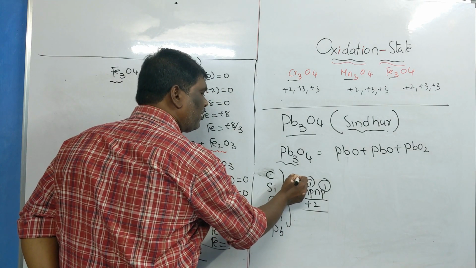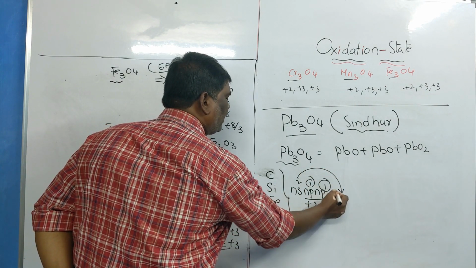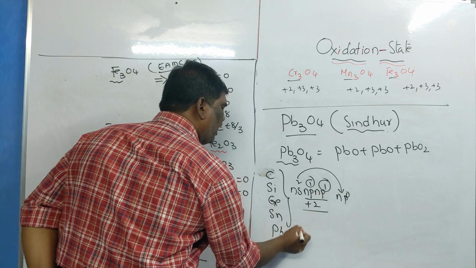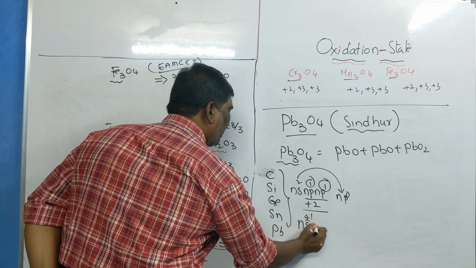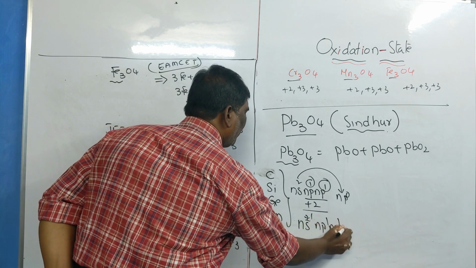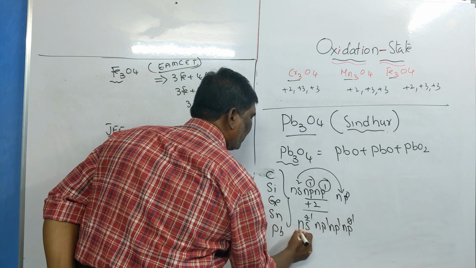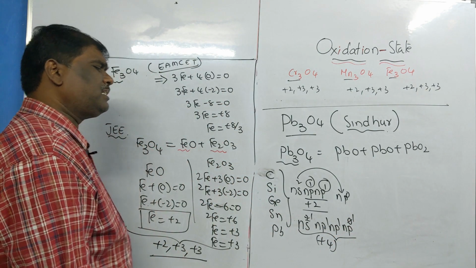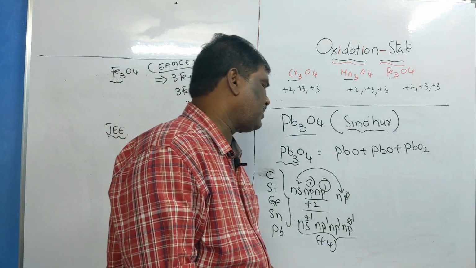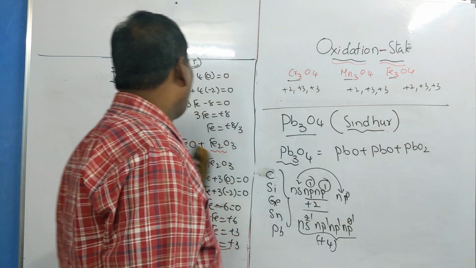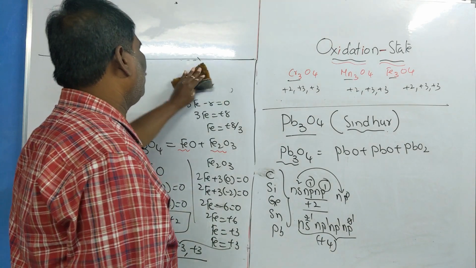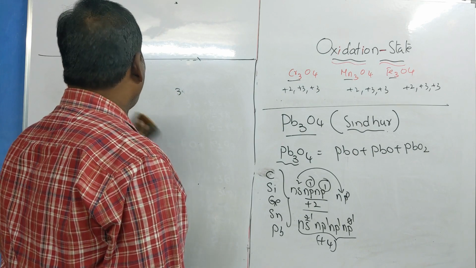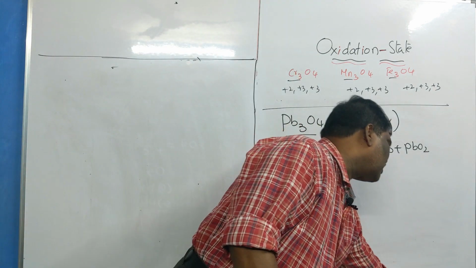Now if an electron is promoted to a vacant d orbital or vacant p orbital, then we get ns1 np1 np1 np1. Thus we have 4 unpaired electrons. On sharing 4 unpaired electrons, it will get +4 oxidation state. So for lead, the possible oxidation states are 2: +2 and +4.